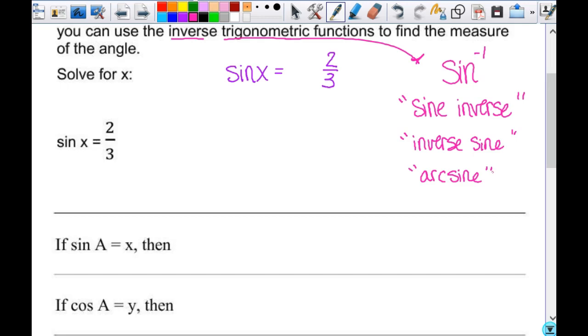Okay, we good? So what I need to do, since the inverse of sine is sine inverse, is take the sine inverse of both sides. So once I'm here, I do the sine inverse of both sides. All right? Now, the sine inverse of the sine of x, what do you think that's going to give me?